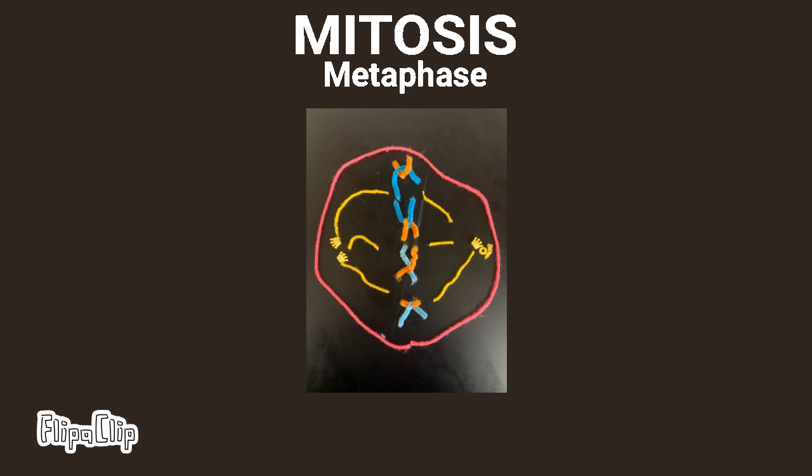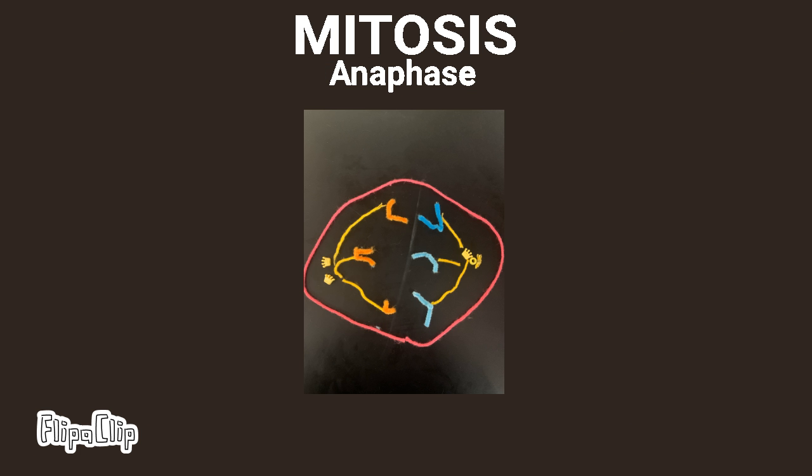It's easy to remember. During anaphase, the cell's chromosomes get separated. The spindle fibers shorten so the chromosomes are pulled to the ends of the cell.